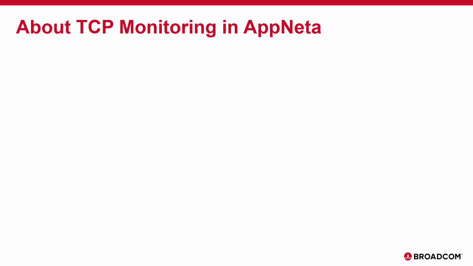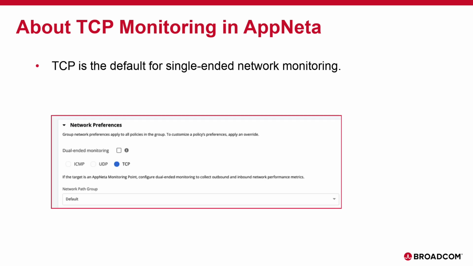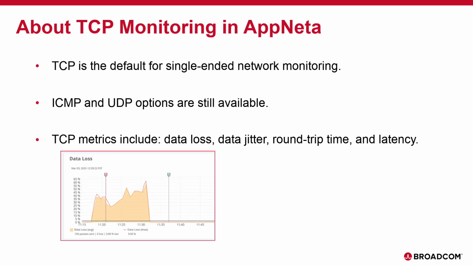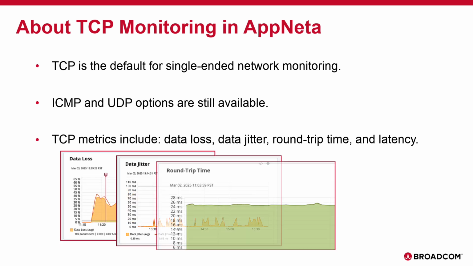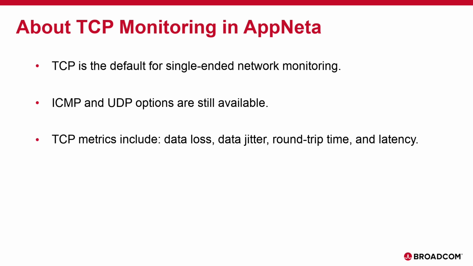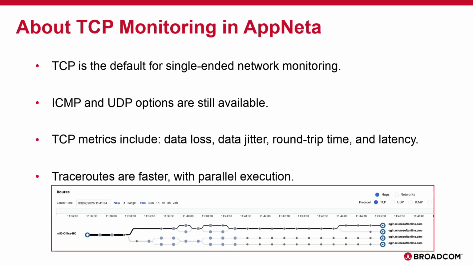As of AppNeta 18.4, the default protocol for single-ended network monitoring is TCP. The option to monitor with ICMP is still available, and dual-ended monitoring continues to use UDP. Performance metrics collected from TCP monitoring include data loss, data jitter, round-trip time, and latency. Monitoring points will still run trace routes using all three protocols. And thanks to another recent enhancement, monitoring points run trace routes with faster parallel execution.